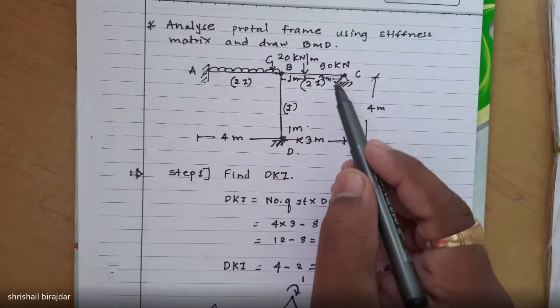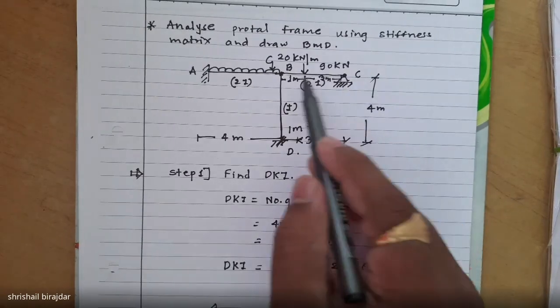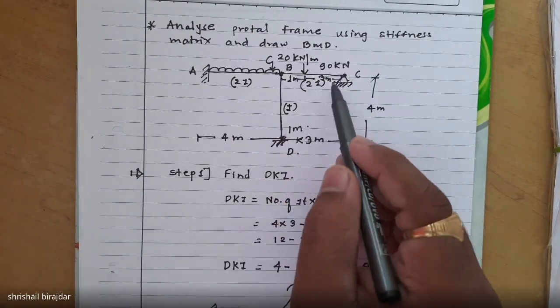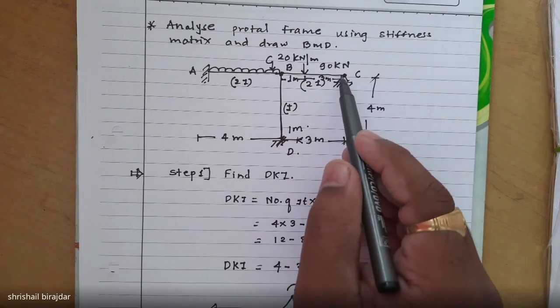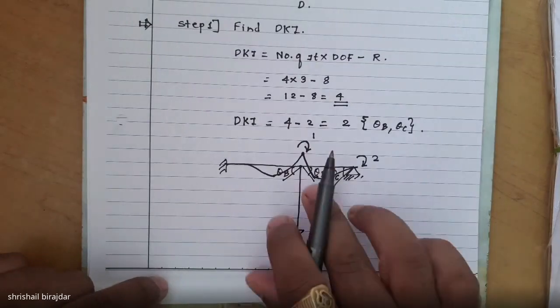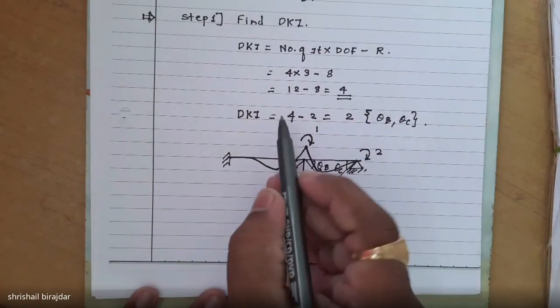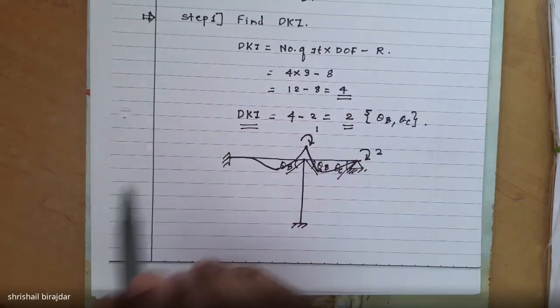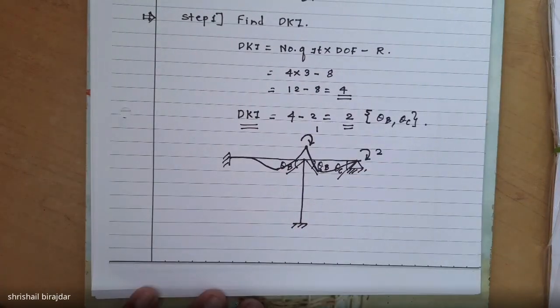So we are having this particular joint where theta b and theta c are unknown. So directly you just see this particular DKI. We have DKI equal to 2: theta b and theta c. Okay.